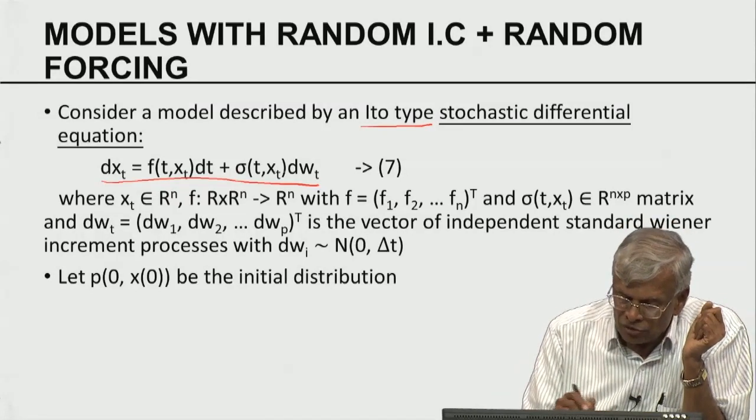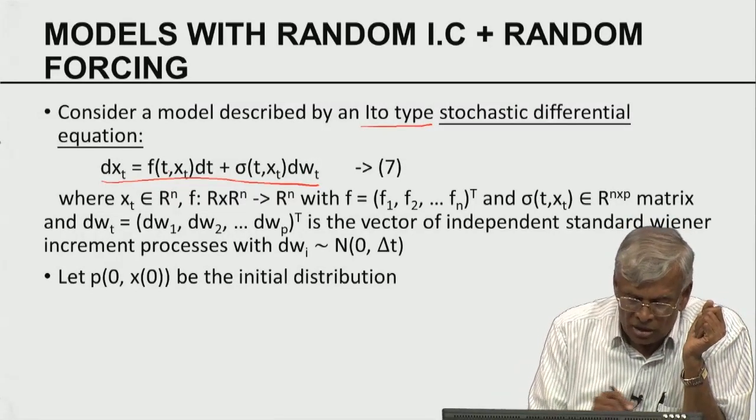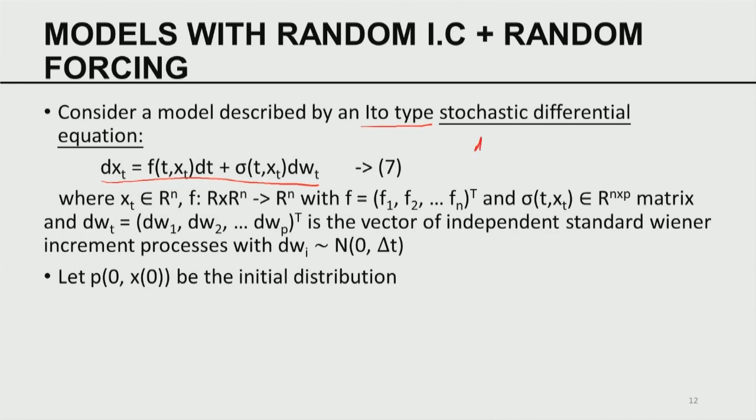If sigma is 0, the second term is 0, in which case it becomes dx by dt is equal to f of t, x of t. So f of t, x of t can now be written in differential form as f of t, x of t times dt. So this is the deterministic part, this is the random part.